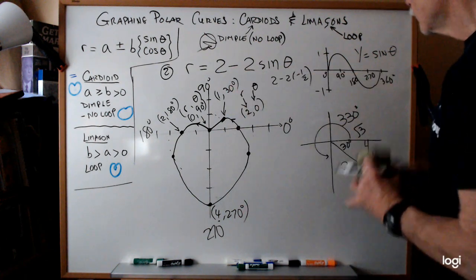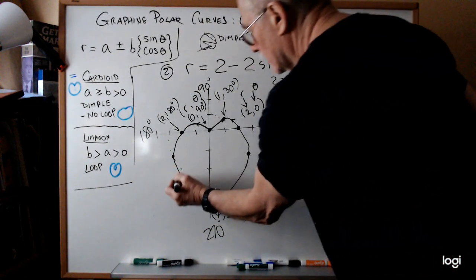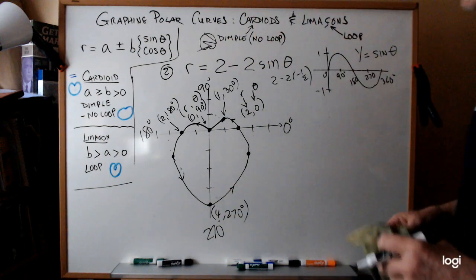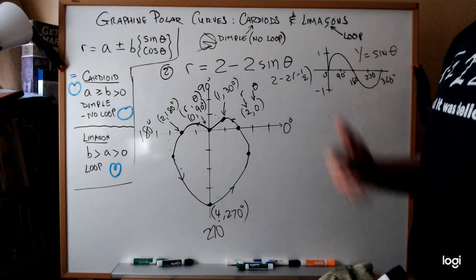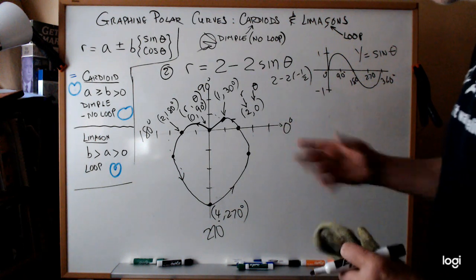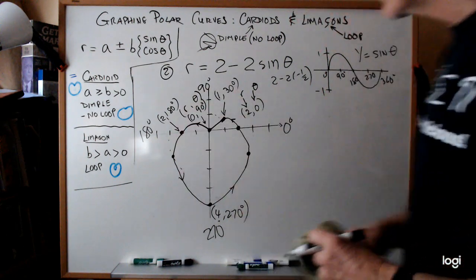Okay, so let's answer some of the other questions about it. And let me continue to put in these little arrowheads to show the actual flow. And you can see this on your calculator. You do it in dot mode, you press trace, and if you want to see it a little bit better, you put in connected mode, you press trace, and you can see how it goes around in that direction.